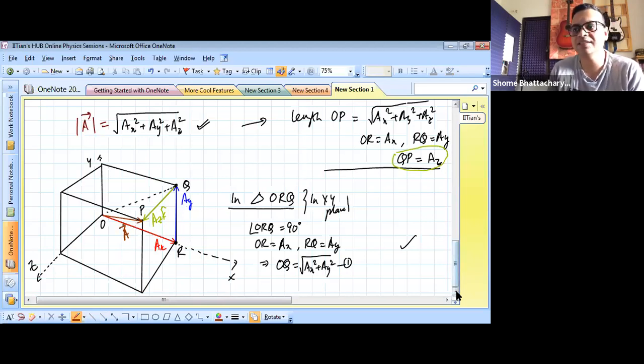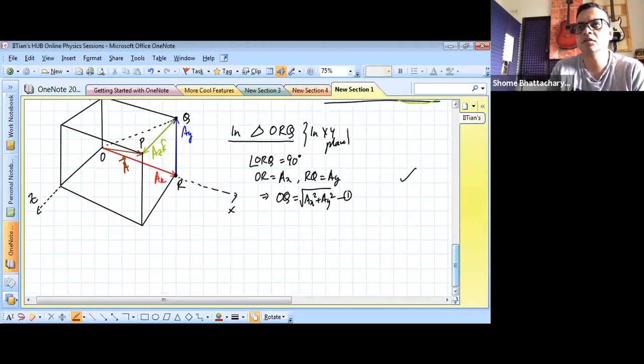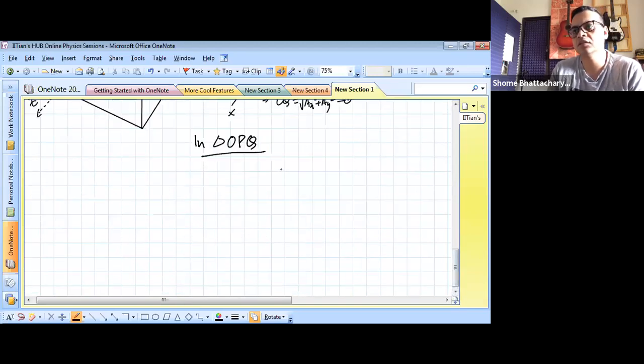Ex i cap plus Ey j cap plus Az k cap. So next step, in the same diagram, we are going to look at this other triangle, triangle OPQ, this particular triangle. We are going to look at it from this side. So you'll see that when we look at it from that side, it looks like this.